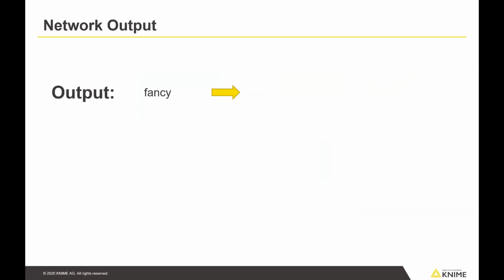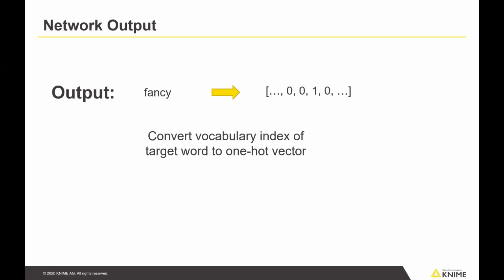Then if you look at the output in a little bit more detail, we have a word, and as I said, this is modeled as a classification. So this is just a class. So we again can use this one-hot encoding approach to model the output of our network. So again, business as usual. We do it the same way as we did with the image classification.